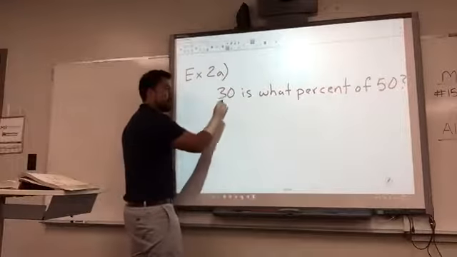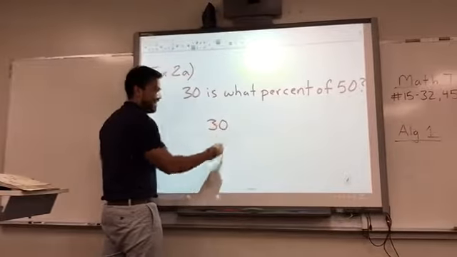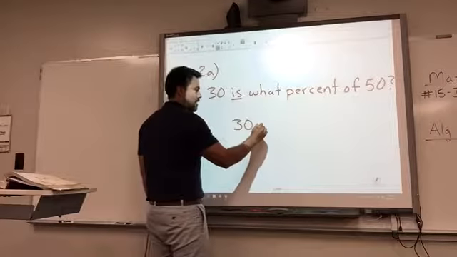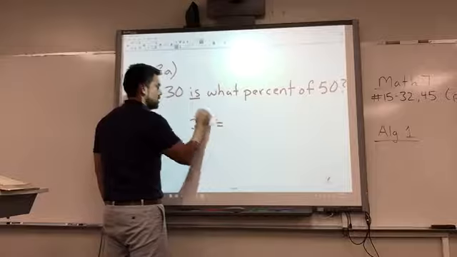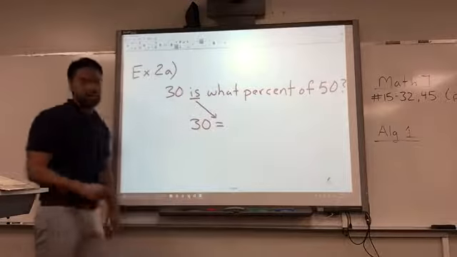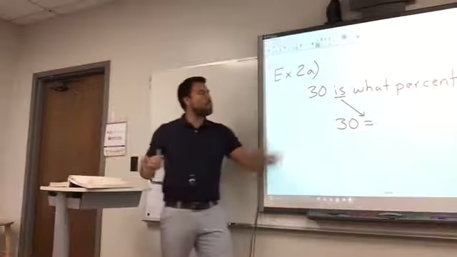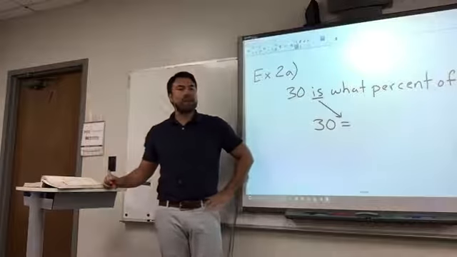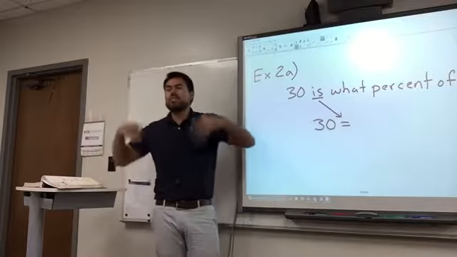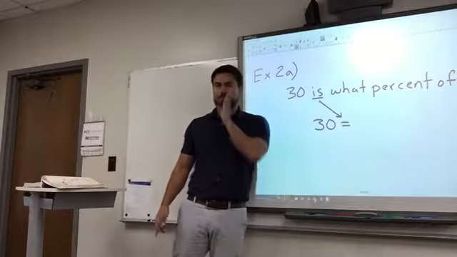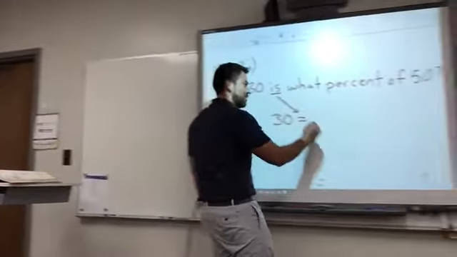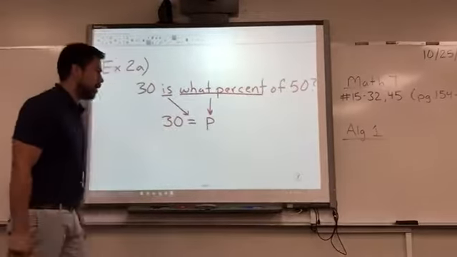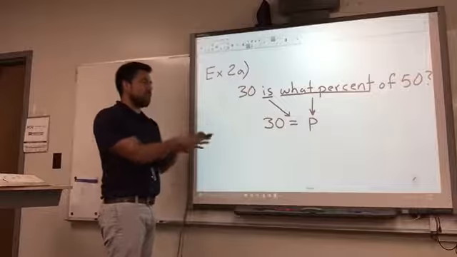Okay, ready? Let's translate. 30 is 30. But what does the word is stand for in math? Equals. So I'm going to point to it so in your notes you can find out: is is an equal sign. What percent? That's a number that's missing. Now you could use x, but what variable do you think might make more sense to use? What percent? P. All right, so I'm going to use the letter P. That's how I got that letter. You can use x, but P makes more sense, especially with your final answer.